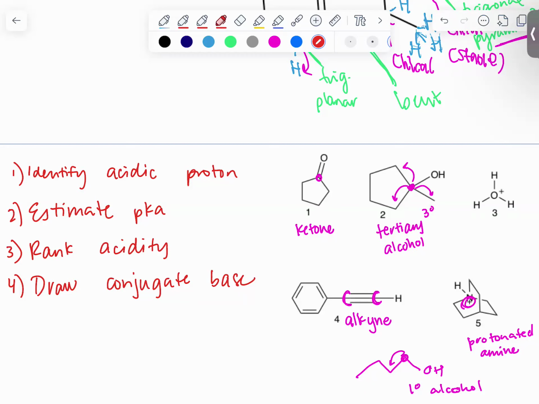It has an extra proton. Oh, yeah. Because it has 3 bonds, and instead of having 3 bonds and a lone pair, it has 3 bonds to carbon and a hydrogen.